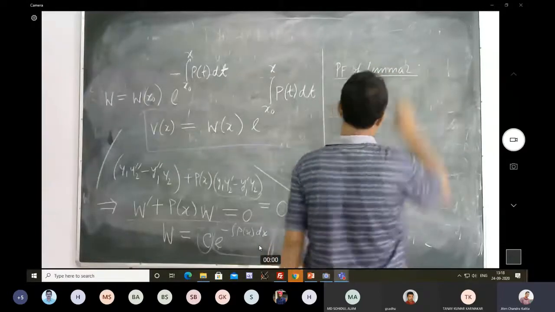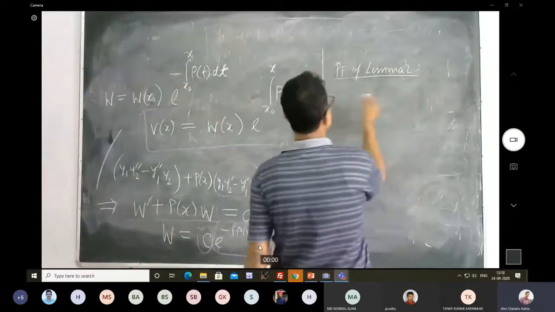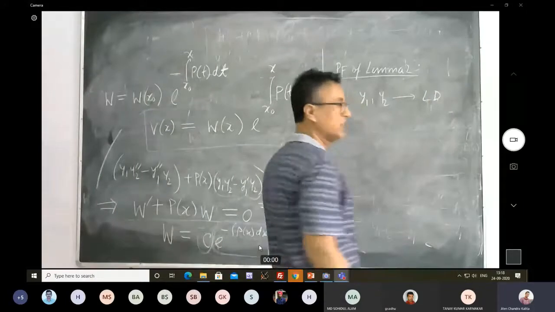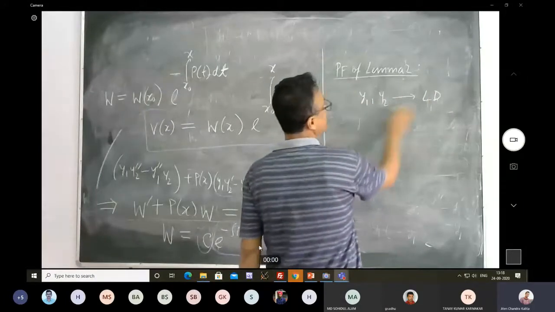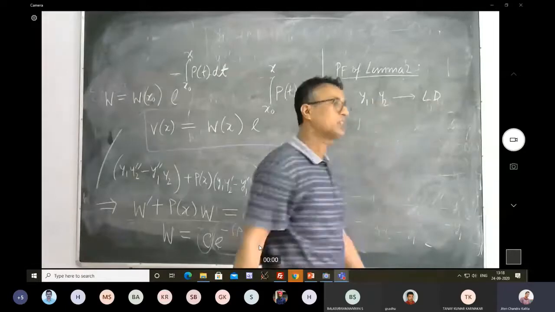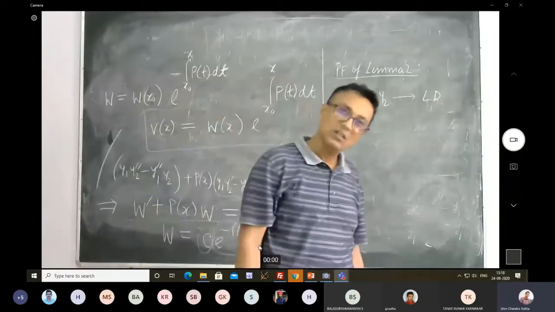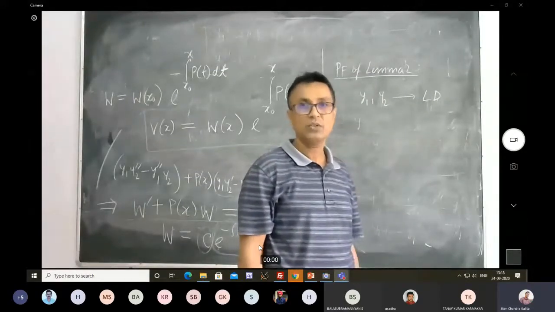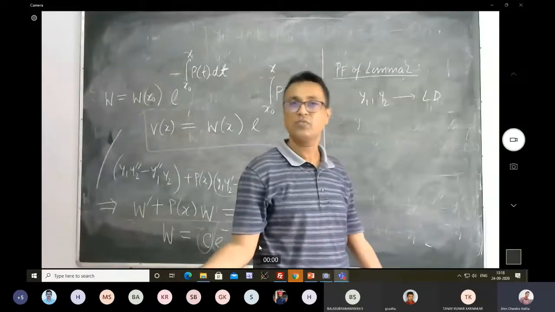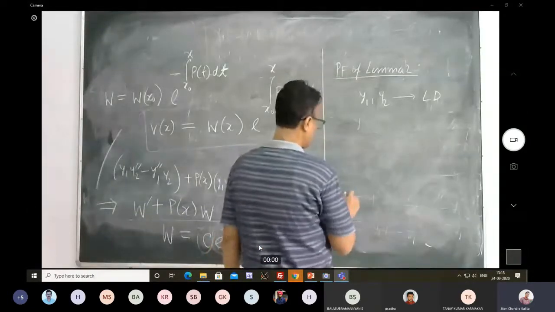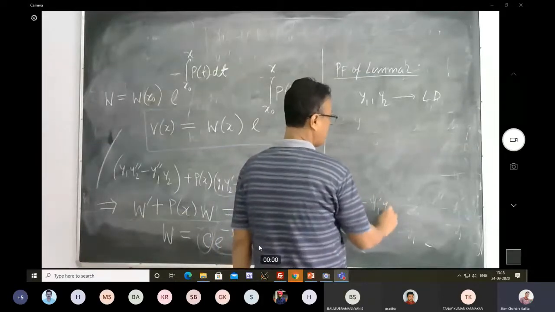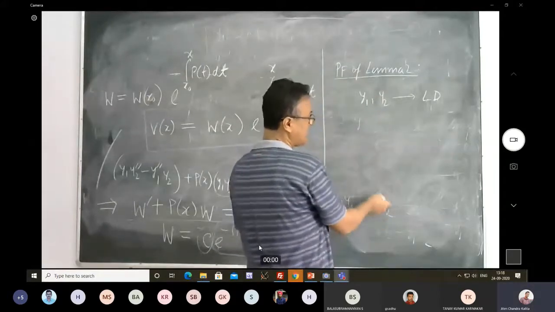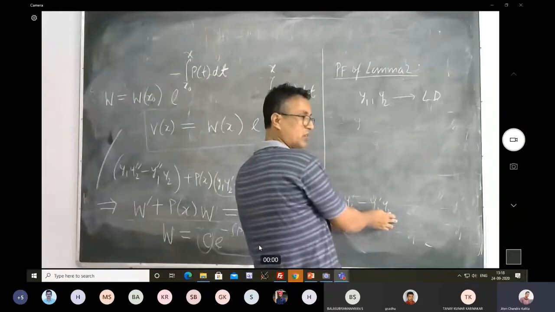I'm not going to spend much time on this. Firstly, you assume that your y1, y2 are linearly dependent. So either of them can be 0 also, isn't it? Because any set containing a 0 element is always linearly dependent, right? So then your Wronskian will identically be 0. Is it okay? Because the Wronskian is simply y1 y2 prime minus y1 prime y2, right? So suppose y1 is 0. If y1 is 0, then this is also 0. So eventually this is going to be 0. I don't have anything to prove.